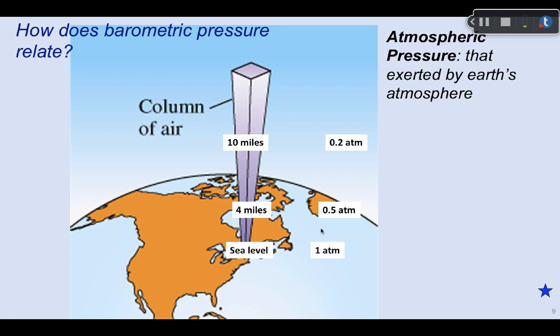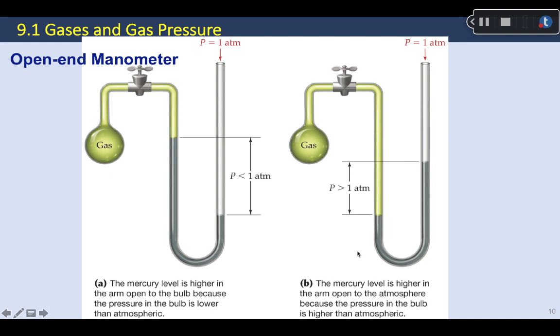So barometric pressure relates to the column of air that is experienced at any one spot, say here in our local places, what column of air is pressing on us, and that barometric pressure relates to the density of the air in the weather systems that we have.